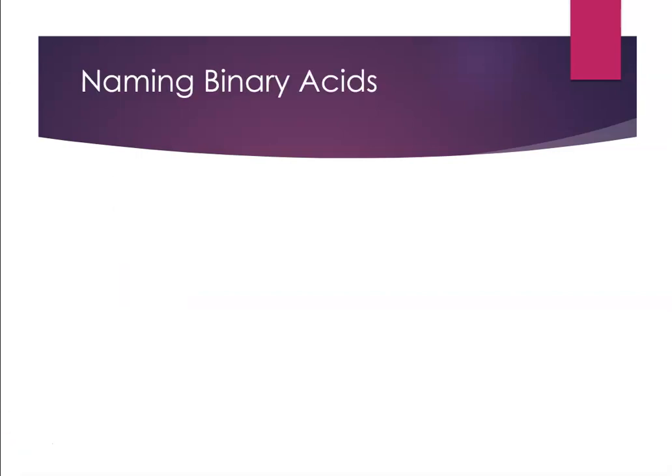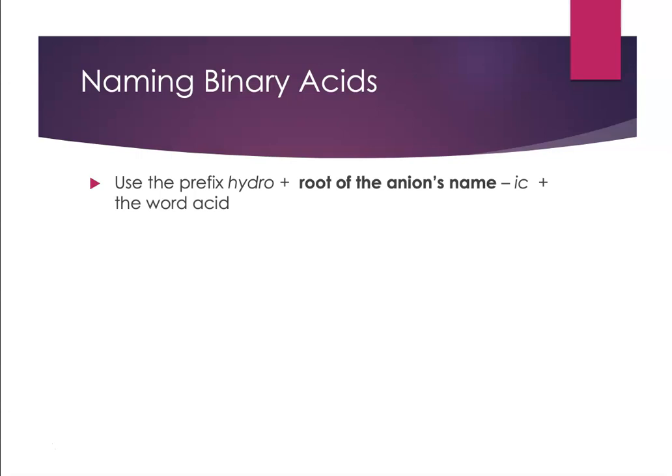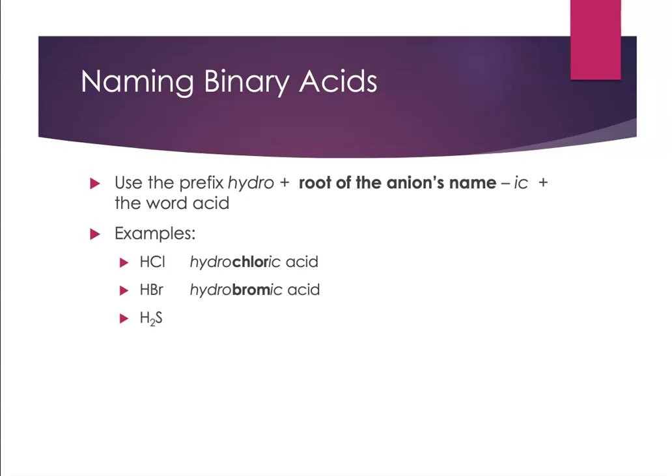So when you have one of these binary acids, here's how you name them. You use the prefix hydro, and then the root of the anion's name, and then you change the ending to ic, and then add the word acid. So HCl is hydrochloric acid. From the chloride ion, we change it to chloric and put the prefix hydro on it. Similarly, HBr would be hydrobromic acid. H2S, this one's got a little bit of a twist. Hydrosulfuric acid. We end up putting 2 syllables in there. But it's that pattern. Hydro, root of the anion name, ic, acid.